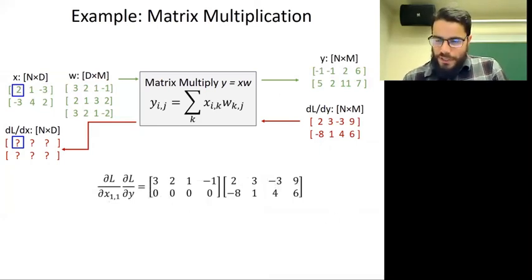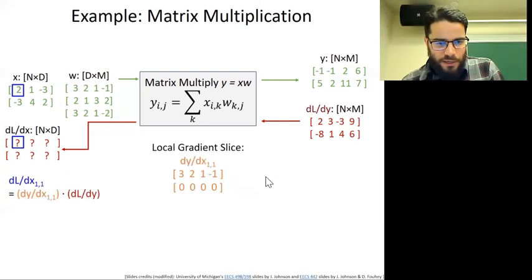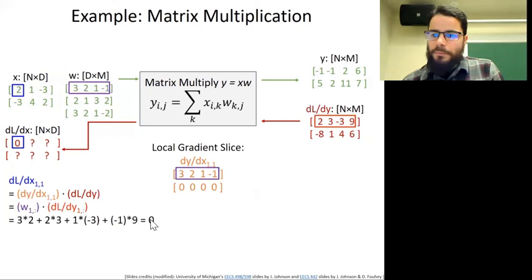These are the two matrices that we are working with. Again, this is the first slice of the local gradient, and this is the upstream gradient. And then you do an element-wise multiplication, 3 times 2, 6, plus 2 times 3, 6, etc., etc. So if you do this calculation, this is going to sum up to 0, okay? So this first element is going to be 0.